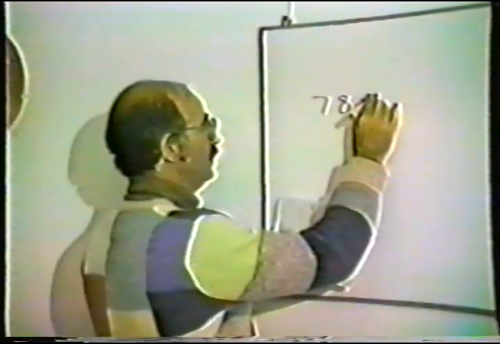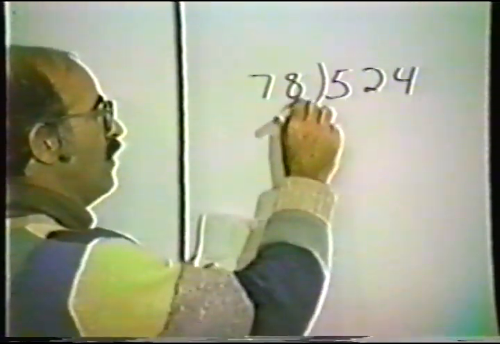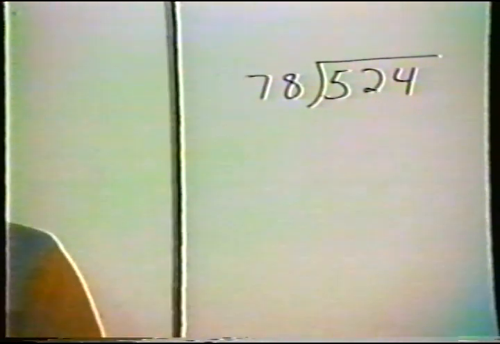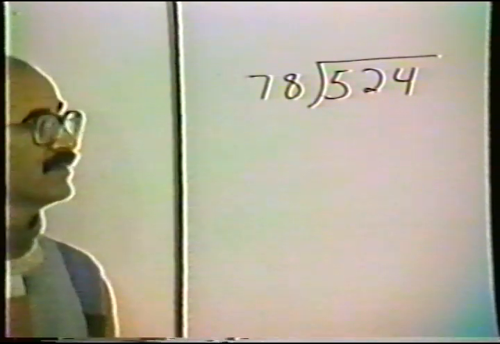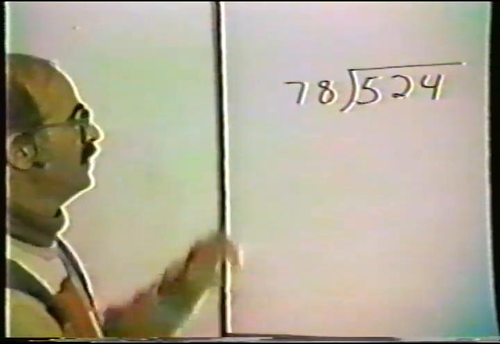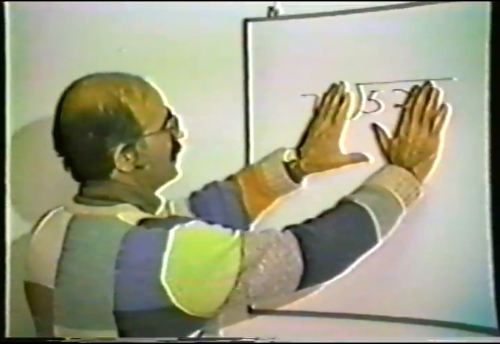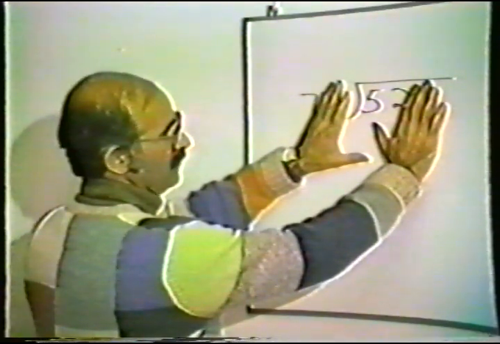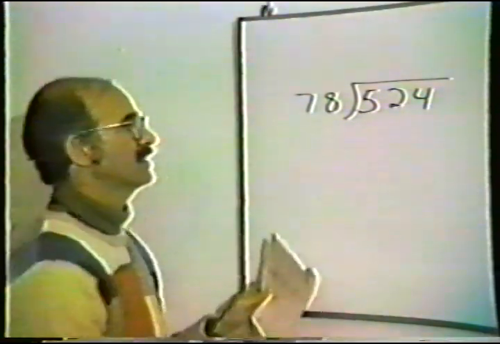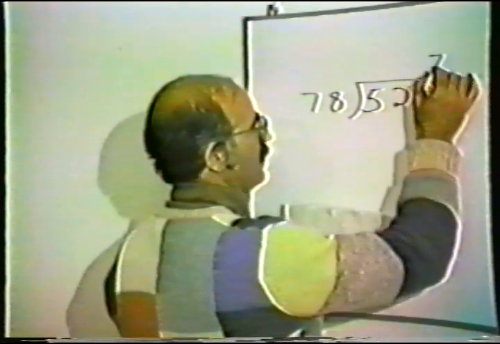78 into 524. Will the 78 fit into the 52? No. So we have to use the entire 524, 2 numbers into 3. Cover up the end numbers. 7 into 52. How many 7s in 52? 7 times 7 is 49. Well, let's try 7.